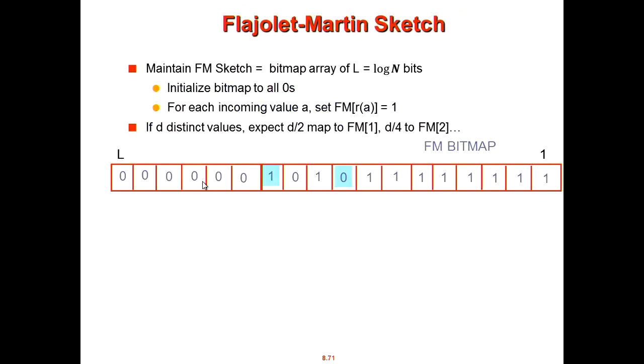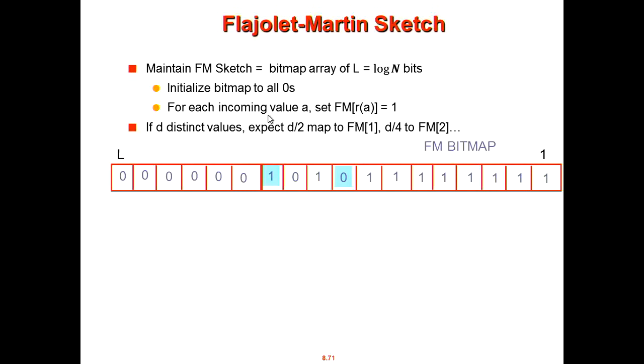So we can see a more concrete example. Okay, so it's about the FM sketch. We still use a bitmap array of L bits, where L is log n bits. So we initialize the bit array to all zeros. And for each incoming value a, we first compute the hash value h(a). From h(a) we get r(a). r(a) is the position of the rightmost one, the first one we can find counting from right to left. And then we set the corresponding bit to 1.